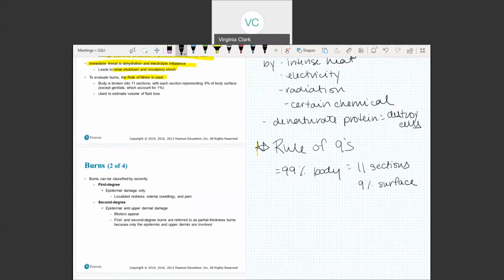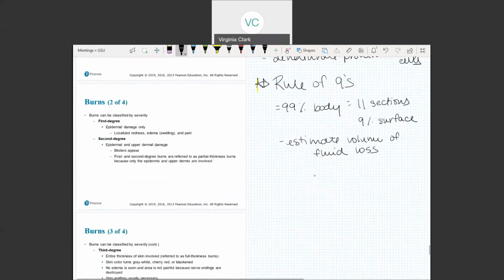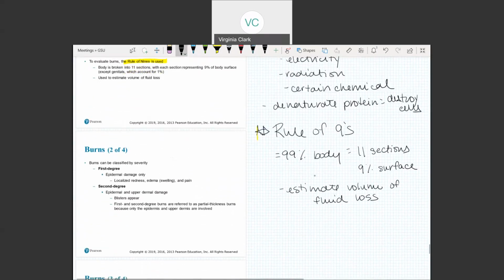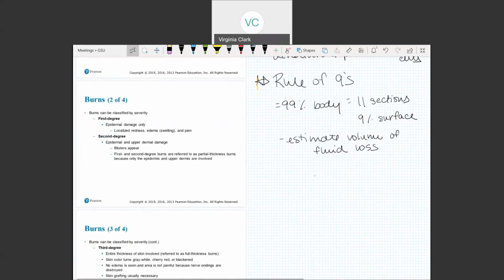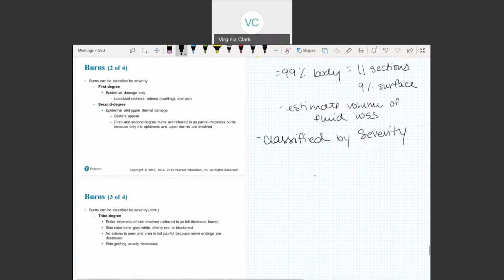And this is used to estimate volume of fluid loss. So the more damage to the more surface area, the more fluid you have lost. And the rule of nines is going to be really important with seeing how deep and how severe the burn is. So burns are classified by severity, as I'm sure we all are aware of, first, second, and third degree burns. So we're going to talk through the criteria of classifying burns.